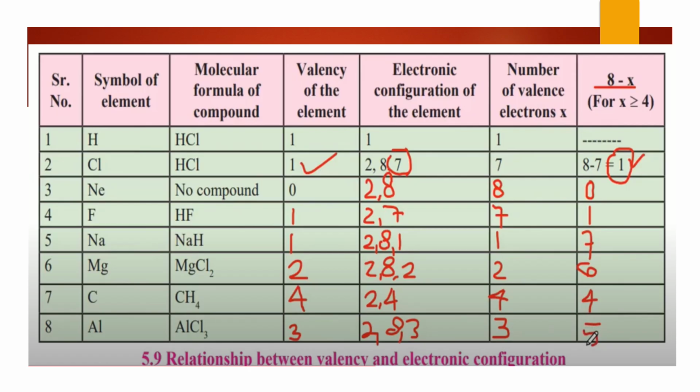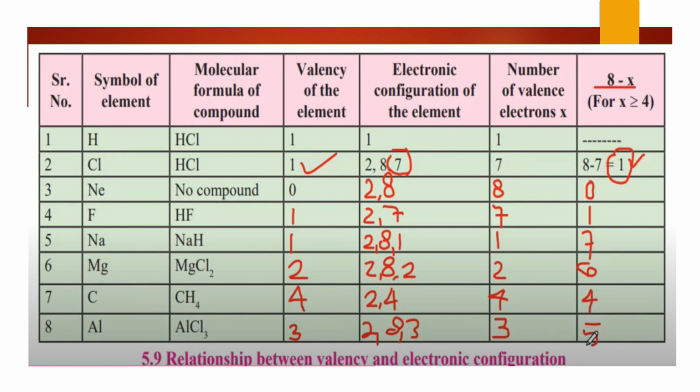Now, we will see the relationship between valency and electronic configuration. Here, the symbol of the element, the molecular formula, is HCl. Valency of the element is 1. Electronic configuration of hydrogen is 1. So the outermost shell is having 1 electron, so the number of valence electrons is 1. So the valency of that element is also 1.